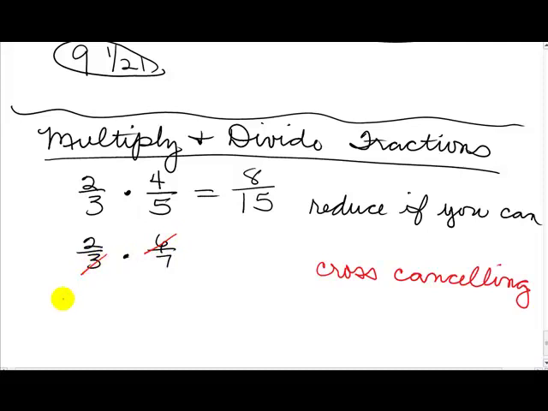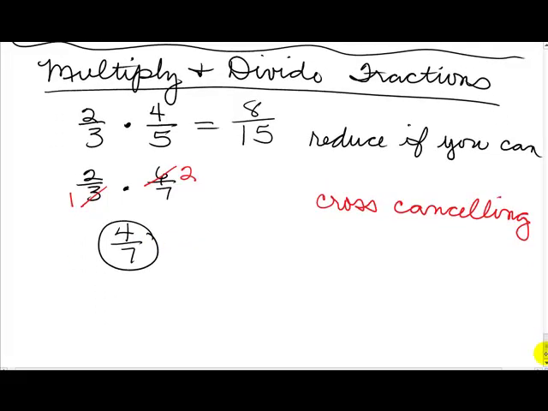See, both of those numbers can be divided by 3. 3 divided by 3 is 1. 6 divided by 3 is 2. Then you can multiply. 2 times 2 is 4. 1 times 7 is 7. And so you get your reduced answer.